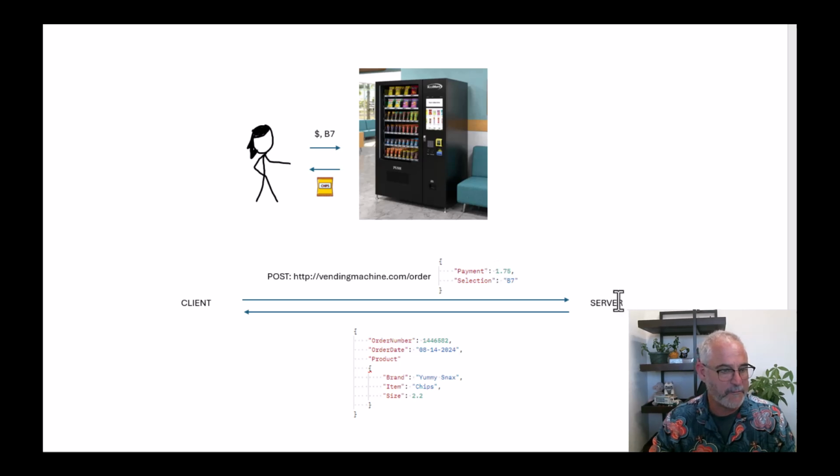And then the server immediately returns your result payload, your result JSON. So maybe there's an order number and the order date and the product you ordered with its brand, Yummy Snacks, the item, chips, and the size, 2.2 ounces. So there you go. We've ordered chips via an API.